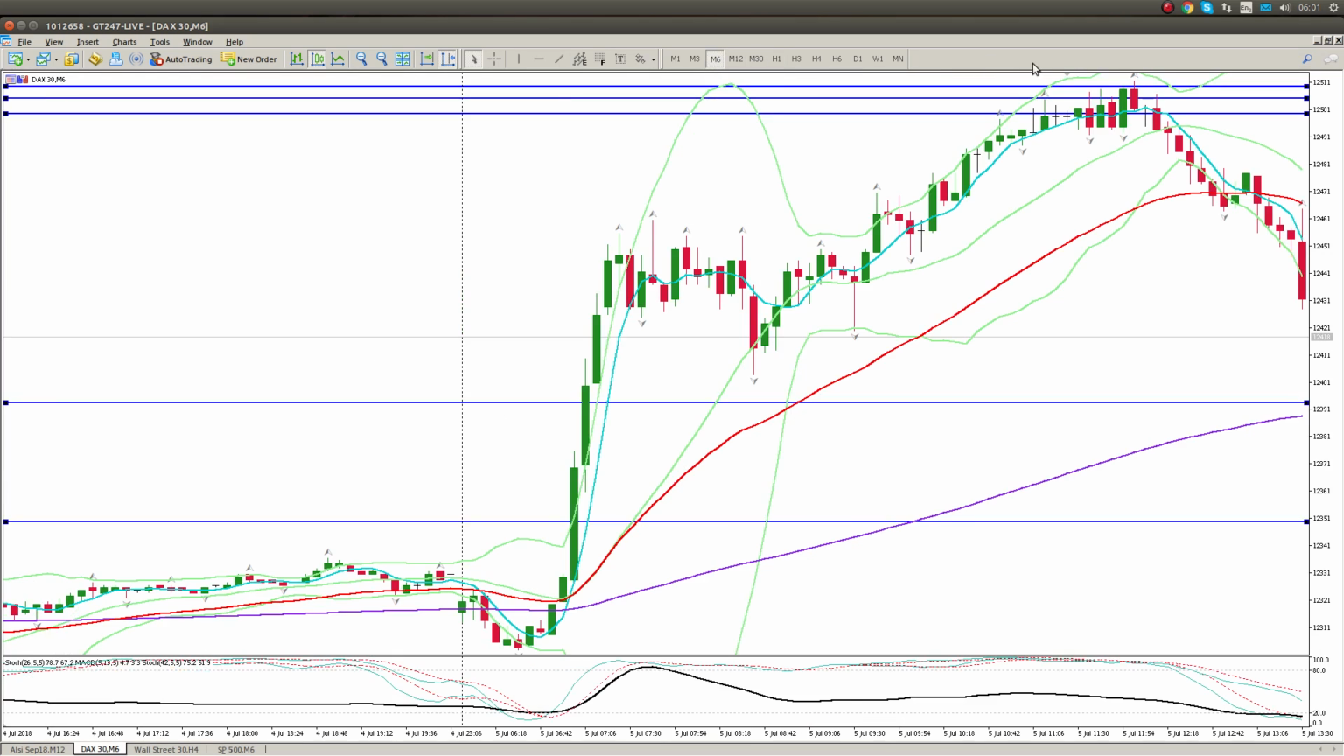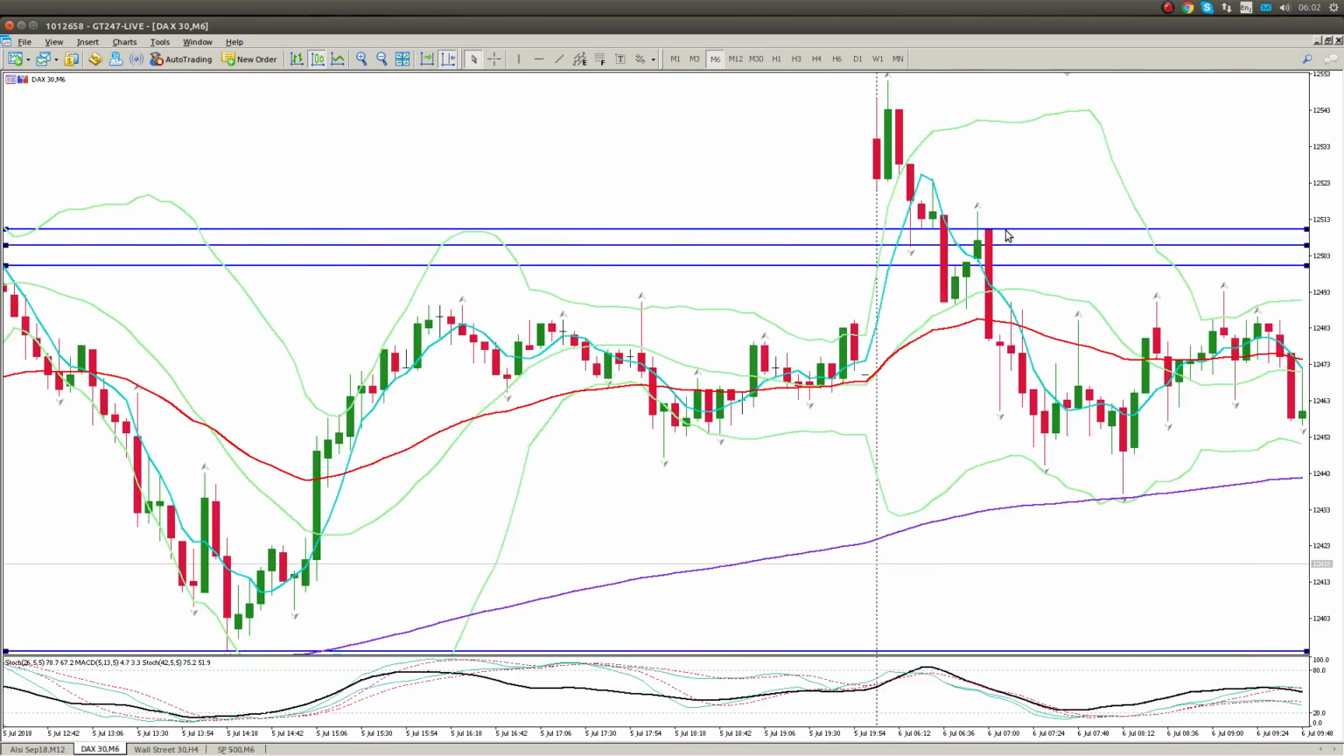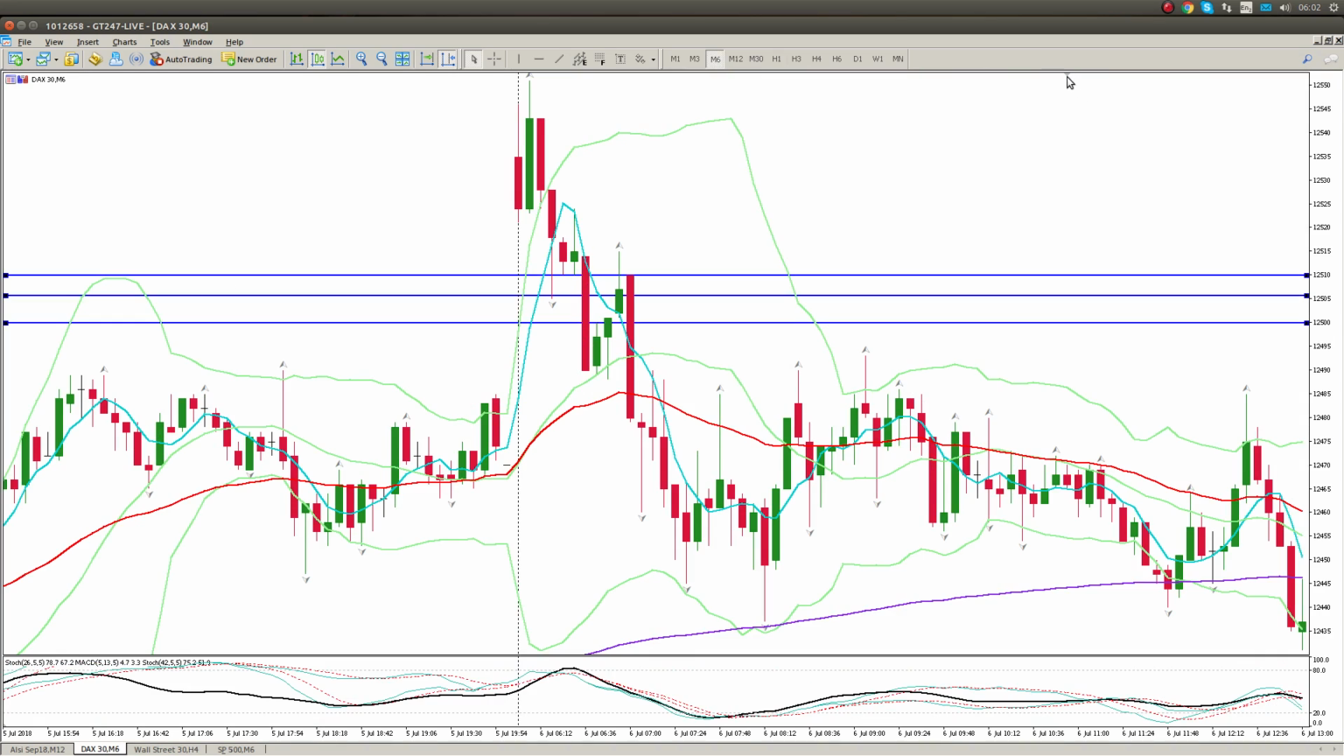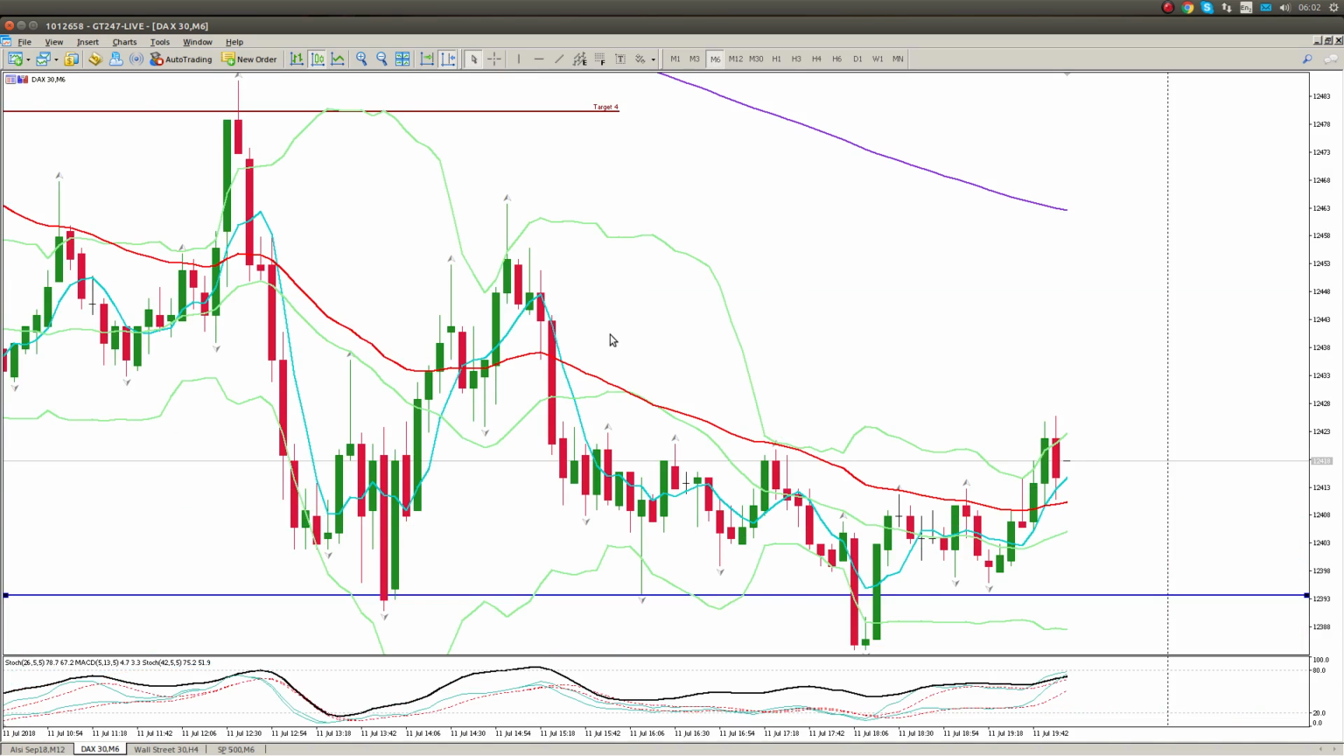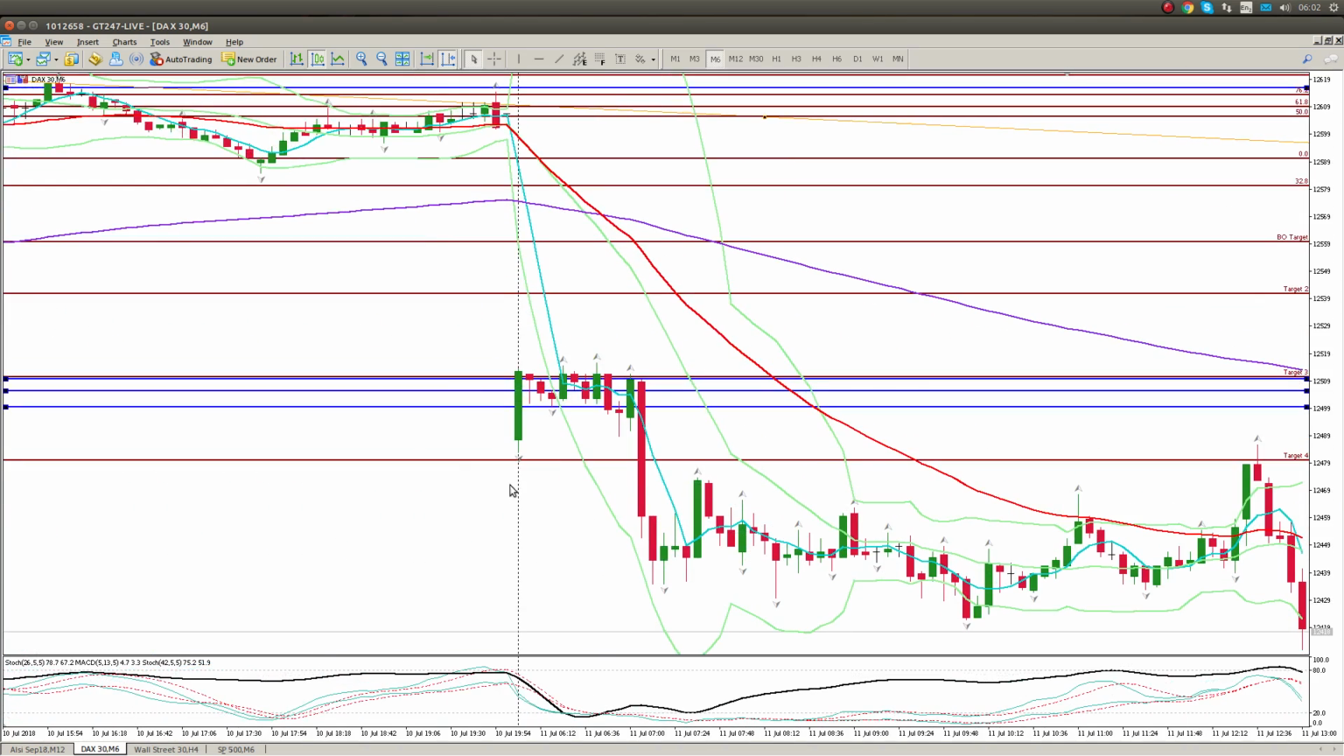So if we go down to the 6 minutes here, okay. So we go to the 6 minutes and you'll see how price behaved inside this area here. So you could have taken a break below here, or you could have taken any one of these attempts at trying to break through this level here. Okay. And that would have been your short trade.